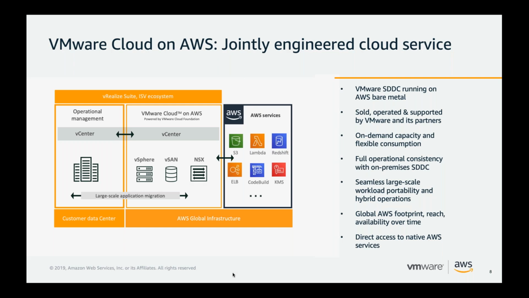You also have the global AWS footprint, reach, and availability over time. And then lastly, direct access to native AWS services. So you can have it where your on-premises vCenter environment can communicate with your vCenter in VMware Cloud on AWS, and then your workloads can utilize native AWS services. So as you can see, VMware Cloud on AWS is based off of vSphere, vSAN, and NSX.